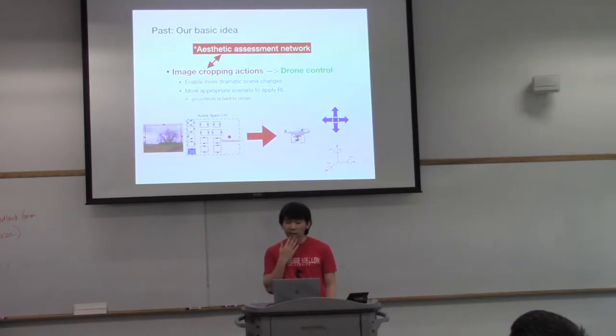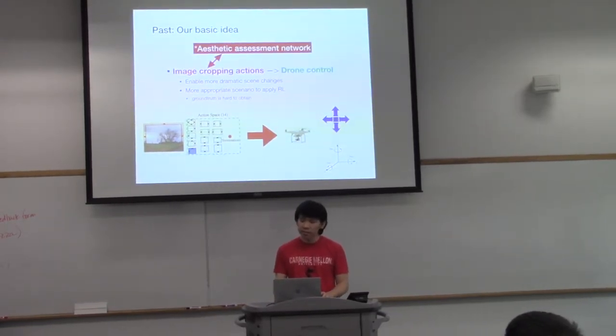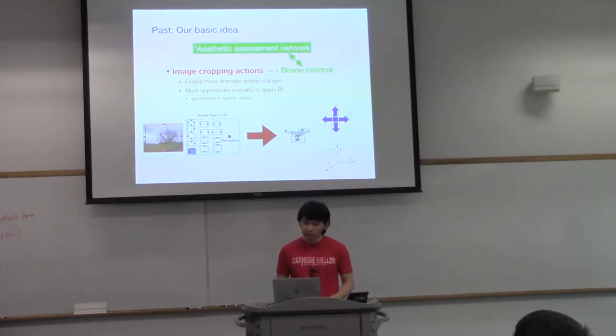Like I said, the key idea of that paper is to use this aesthetic assessment network. But we thought it's a little bit overkill for that problem. If you have a ground truth cropping box, RL is not going to do any better. That's why we think our case is a more appropriate application, because ground truth for this kind of drone control is really hard to get. Also, different drone controls, like translational and rotational actions, result in more dramatic scene changes compared to the image cropping task, where most of the pixels remain the same when you use the cropping box.